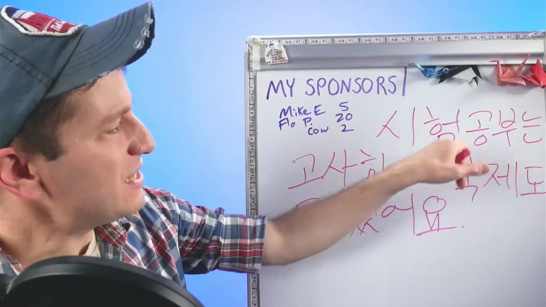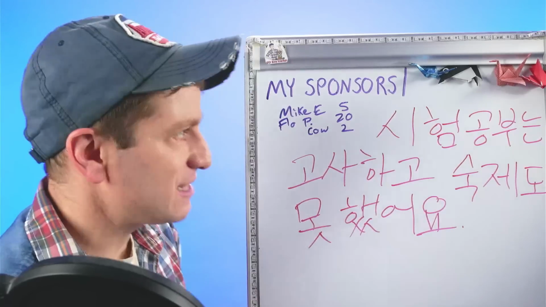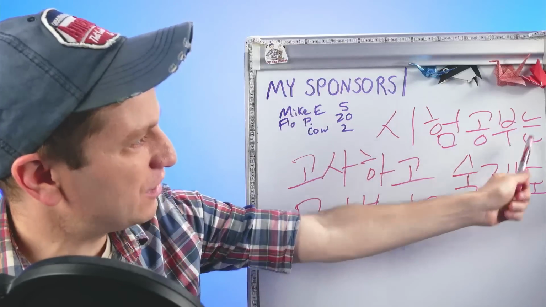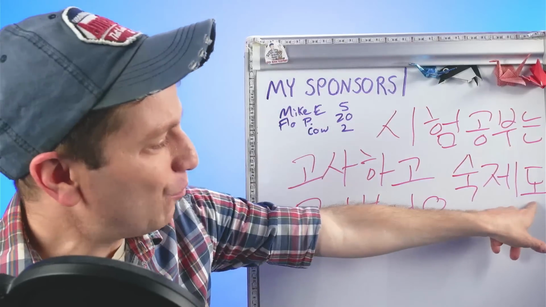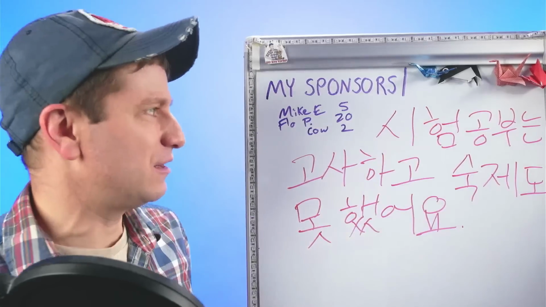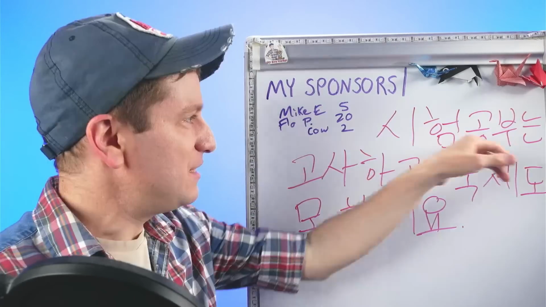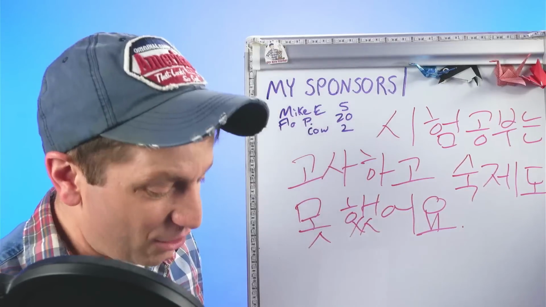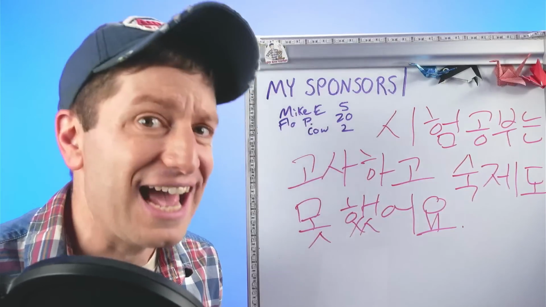시험 공부, test studying, so studying for a test. 시험 공부는 고사하고. Again, 시험 공부는 커녕. 숙제, homework, 숙제도. Even the homework, 못했어요. I couldn't even do the homework, let alone study for a test. 시험 공부는 고사하고 숙제도 못했어요. I couldn't even do my homework, let alone study for a test.